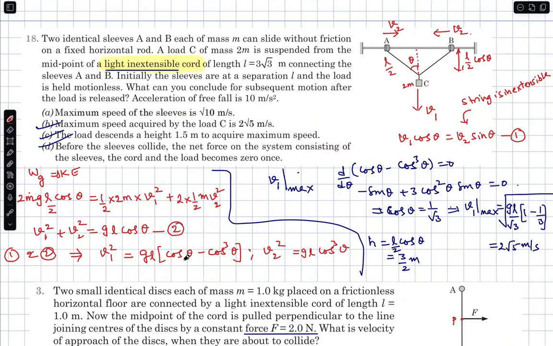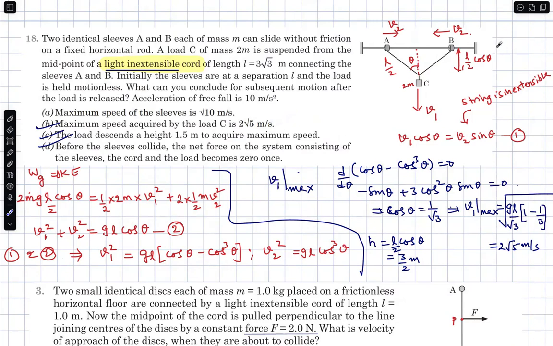Now, all that V1 is governed by what? This function. I need to check when that function is maximum. What is the condition to check? d by d theta of that is 0. It is possible when cos theta is equal to 1 by root 3. Substituted. When I substituted all that, I got 2 root 5 meter per second. So V1 is 2 root 5 meter per second. Or yeah, cos theta is 1 by root 3.